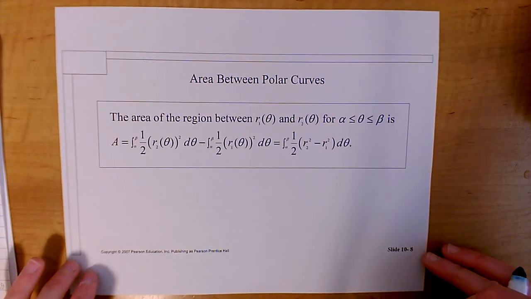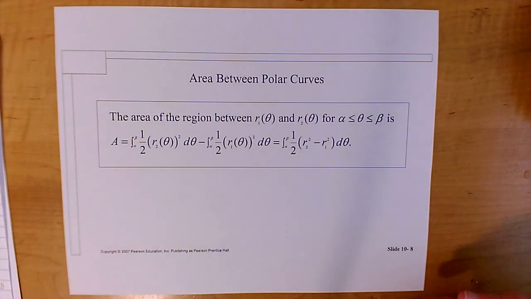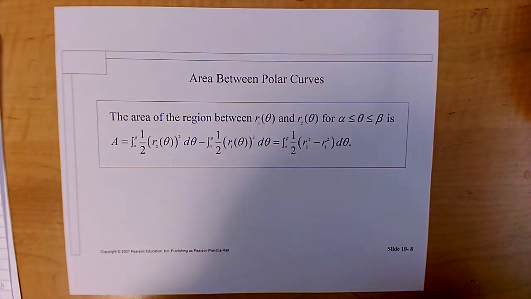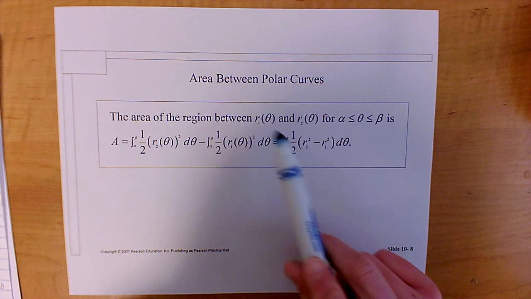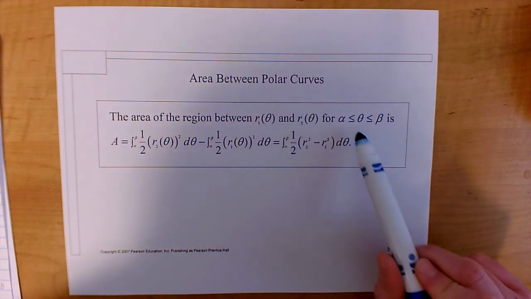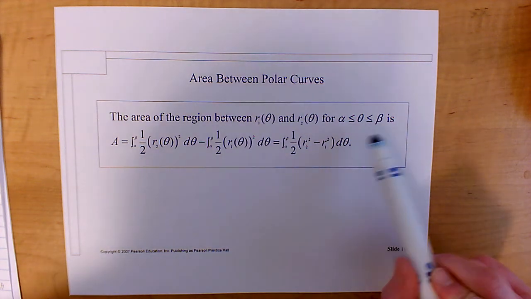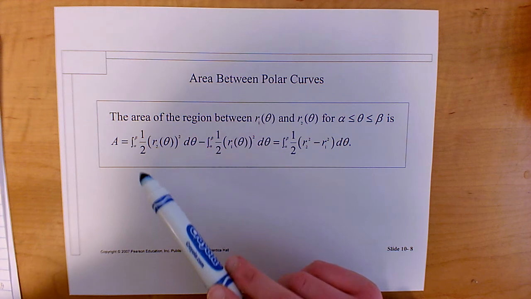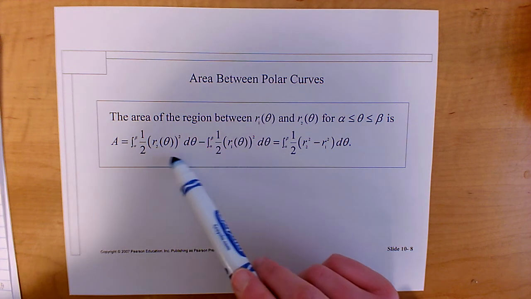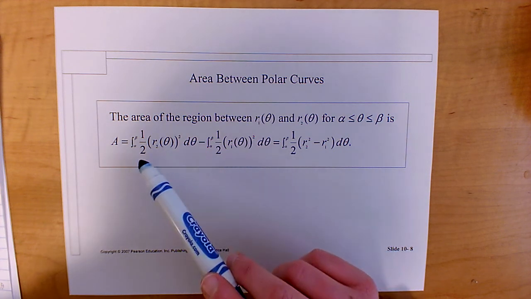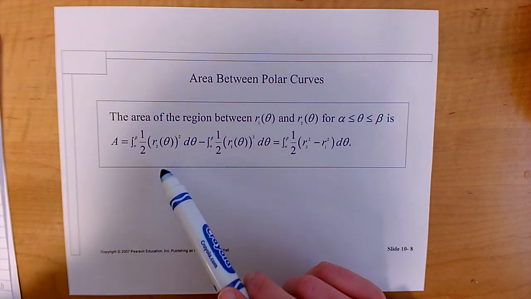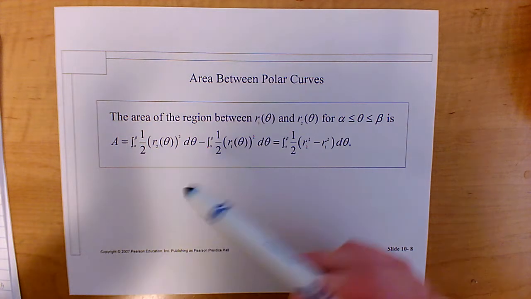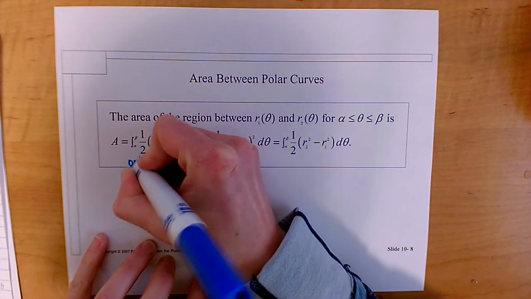So, we talked about now the area between polar curves. The area between polar curves is the area of the region between your two functions, right? And it still matters what our angles are going to be, where we start theta and where we end theta. How we do this is the same formula, 1/2 r squared d theta from your initial angle to your final angle.